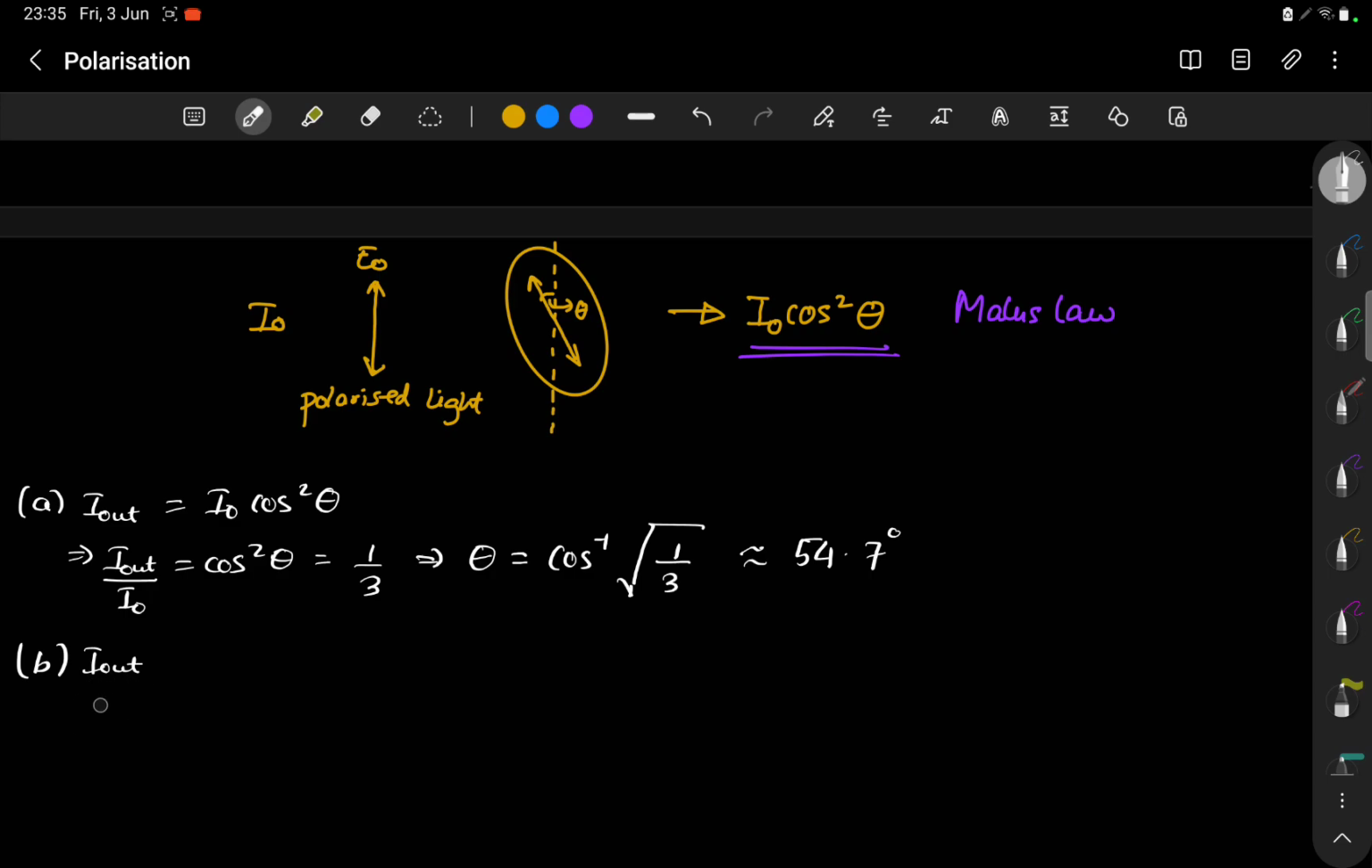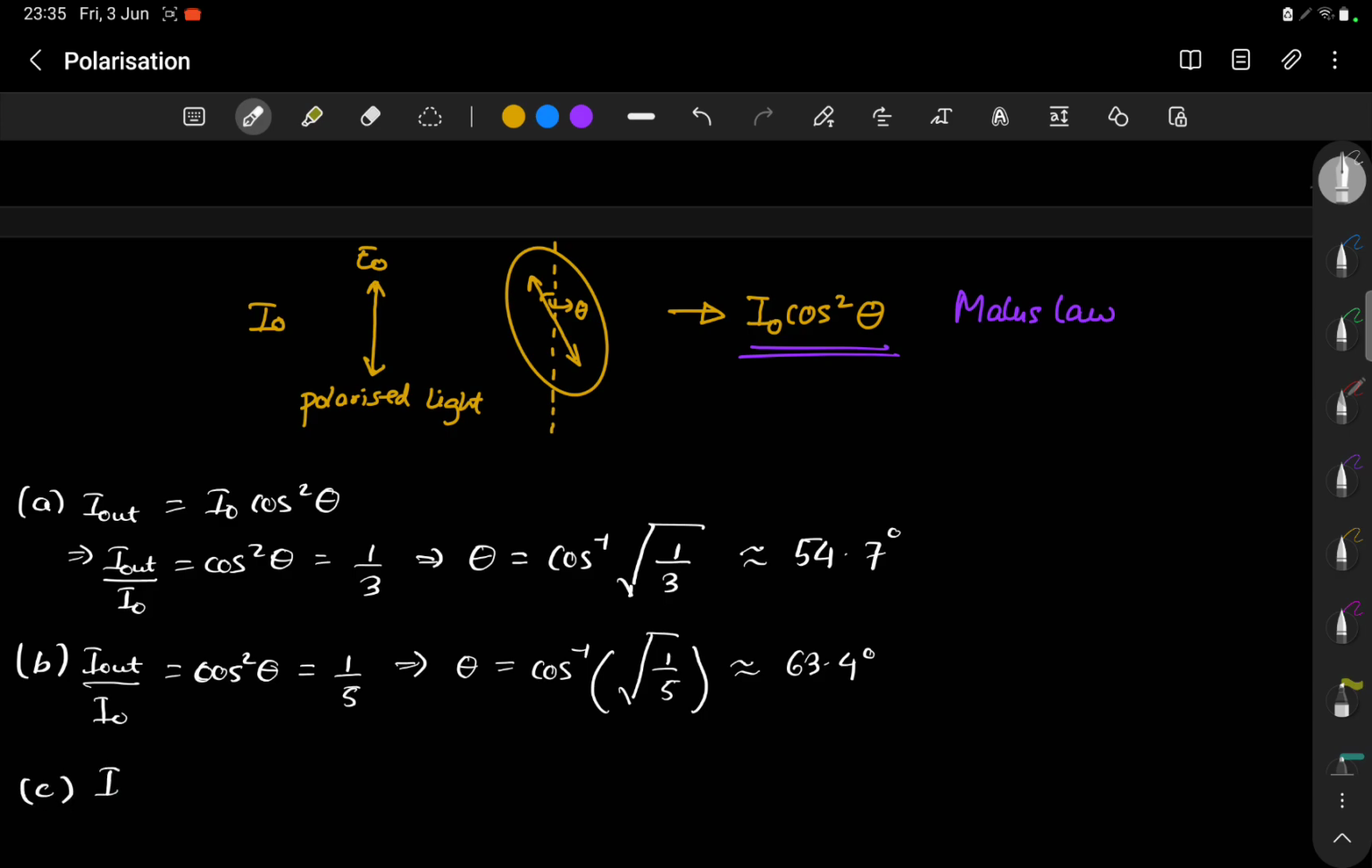So in this one, we want the ratio to be 1 over 5 because it is reduction by a factor of 5. So this gives roughly 63.4 degrees. Finally, the last part.